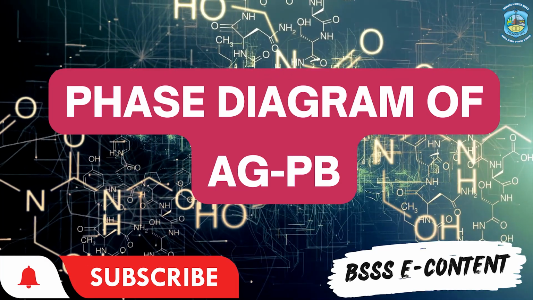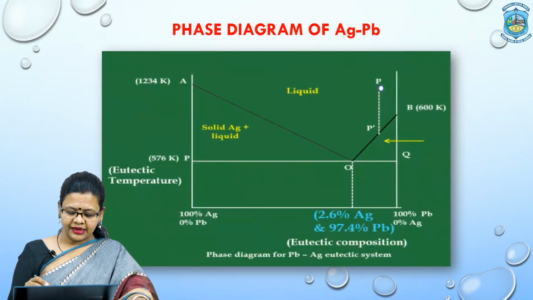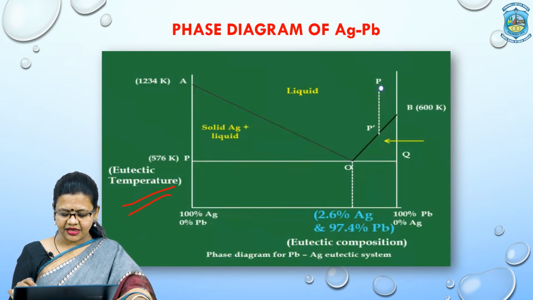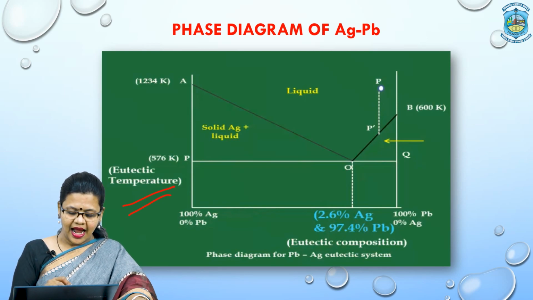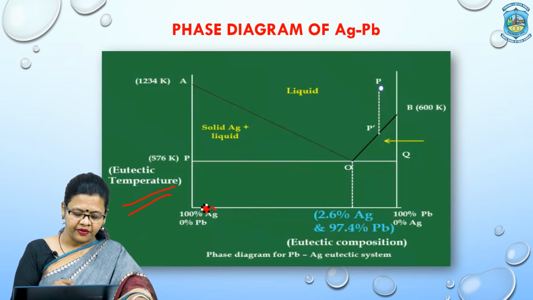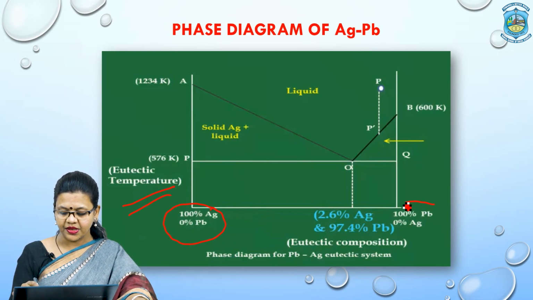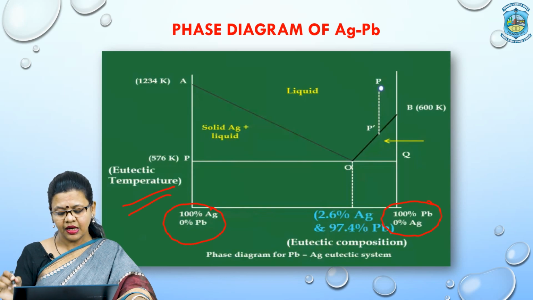This is a diagram for the silver lead system. We can see the y axis showing the temperature and the x axis showing the percentage composition of the two metals. At one end it is showing 100% silver and 0% lead, on the other it is just the opposite, 100% lead and 0% silver.